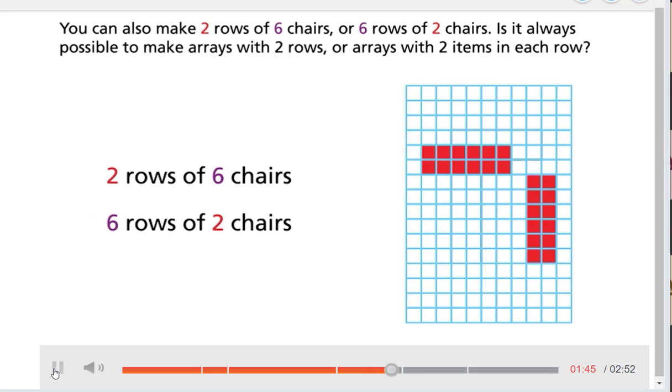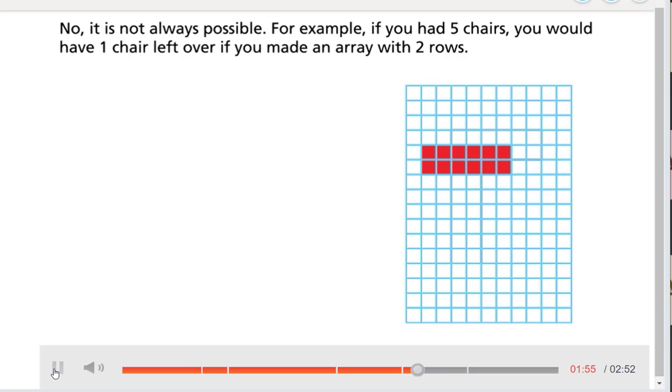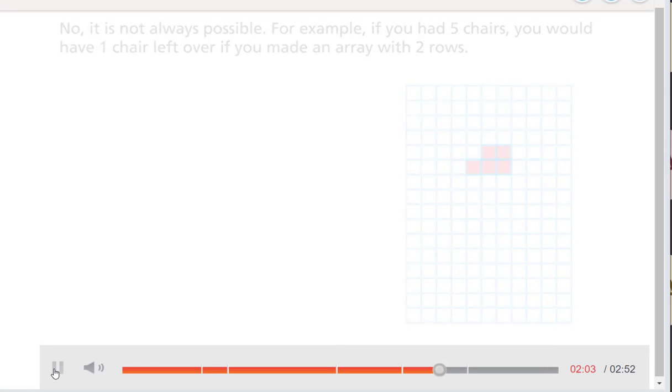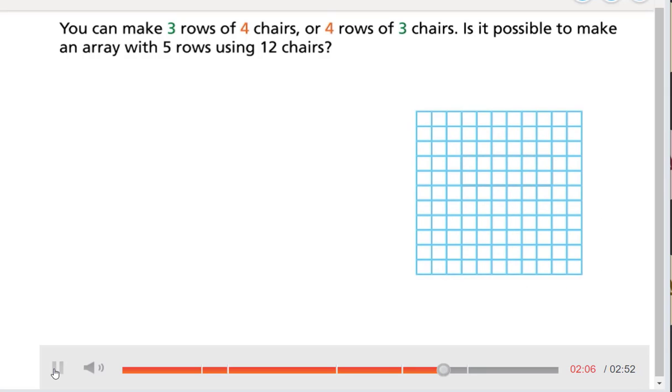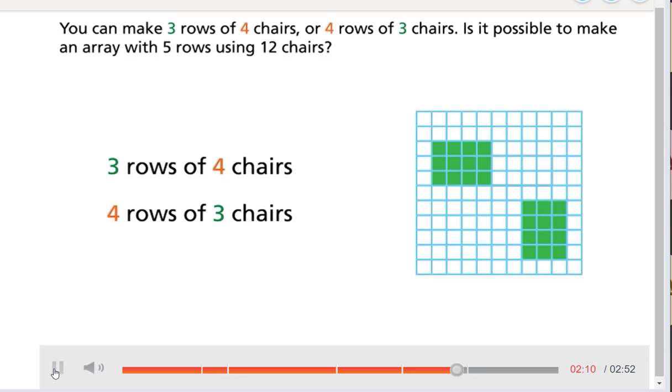Is it always possible to make arrays with 2 rows, or arrays with 2 items in each row? No, it is not always possible. For example, if you had 5 chairs, you would have 1 chair left over if you made an array with 2 rows. You can make 3 rows of 4 chairs or 4 rows of 3 chairs. Is it possible to make an array with 5 rows using 12 chairs?